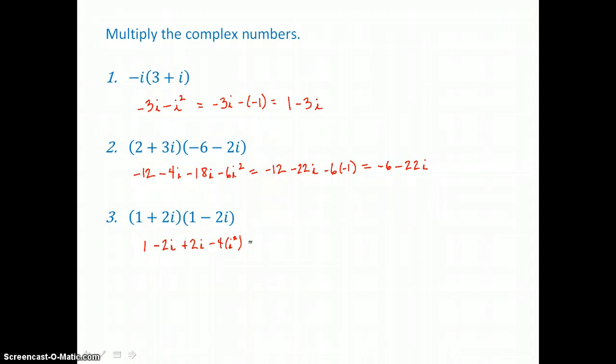So, simplifying and adding like terms in the middle, negative 2i and positive 2i are going to sum to 0, so I have no middle term or i term, and I'm going to replace that i squared with negative 1. So I have negative 4 times negative 1, which is positive 4 plus 1, so the whole thing simplifies to 5. This is the case where we're multiplying conjugates. 1 plus 2i times 1 minus 2i, those are conjugates, and when we multiply conjugates together in the complex number system, we get a real number, a real rational number.